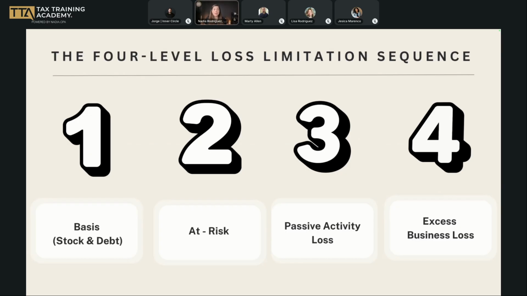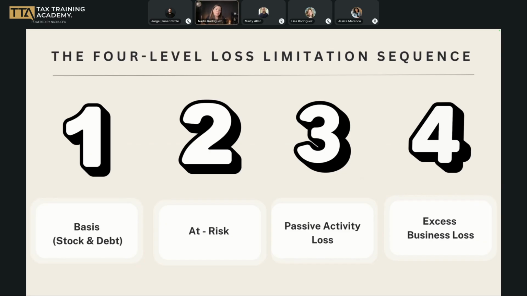Stock and debt. If you have enough stock basis and debt basis, you're good. Let's go on to at risk. At risk and stock basis, most of the time, are the same, because it's your investment. How much will you lose if this S corporation fails?